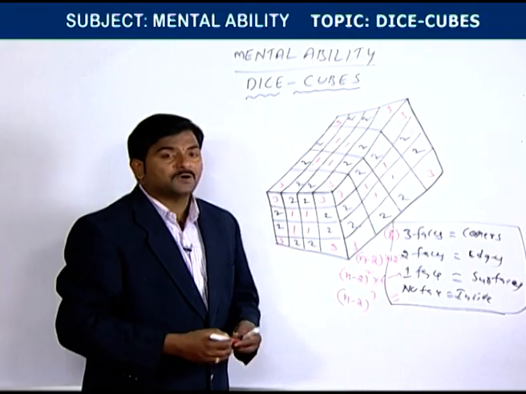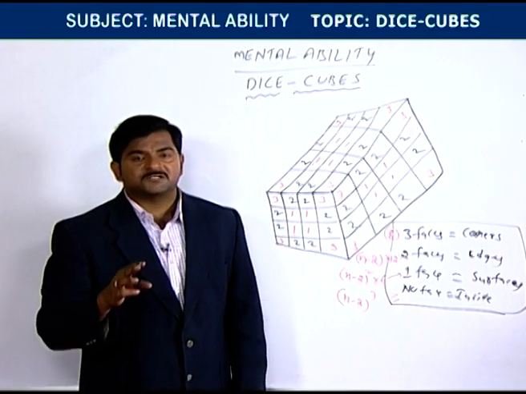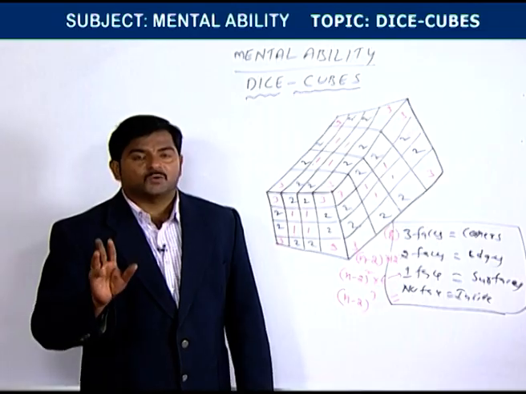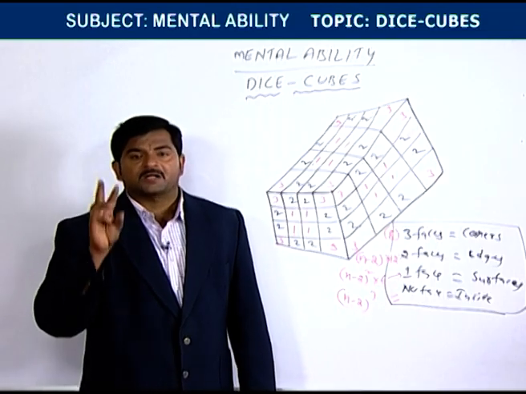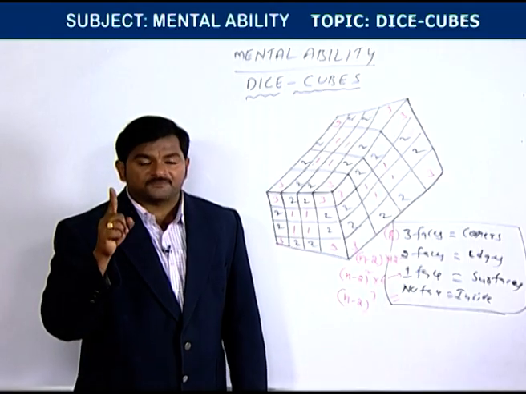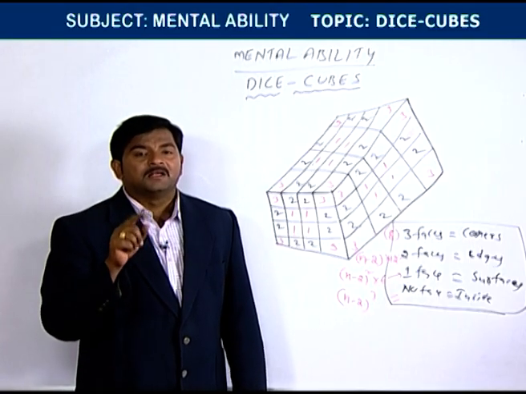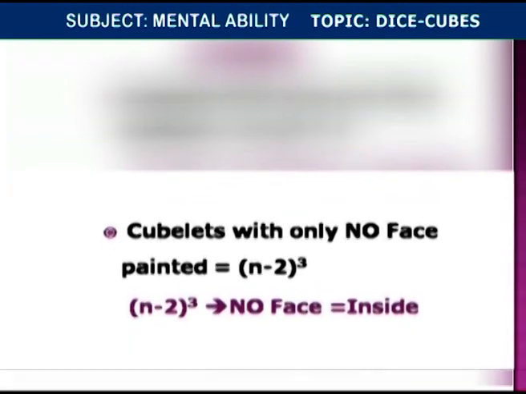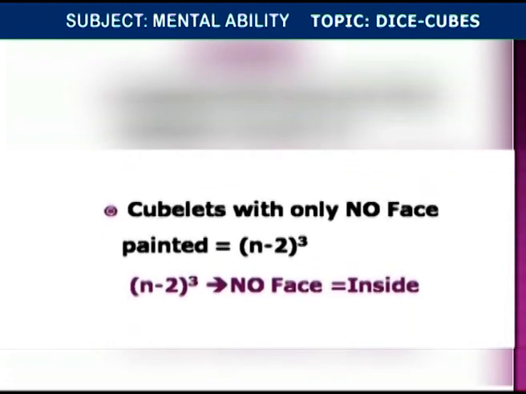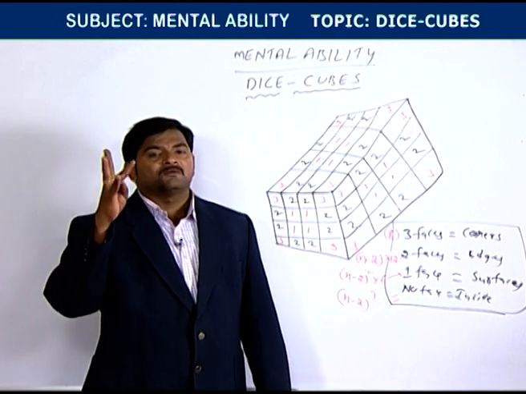These are the 4 different formulas. 3 surfaces painted is always fixed. The 2 surfaces painted formula is (n minus 2) into 12, the 1 surface painted formula is always equal to (n minus 2) whole square into 6, and the no surface painted formula is always (n minus 2) whole cube. And apart from these 4 formulas, there are 4 points.